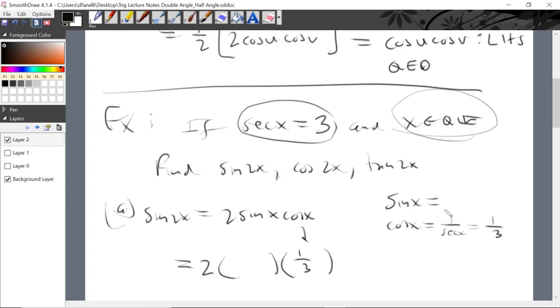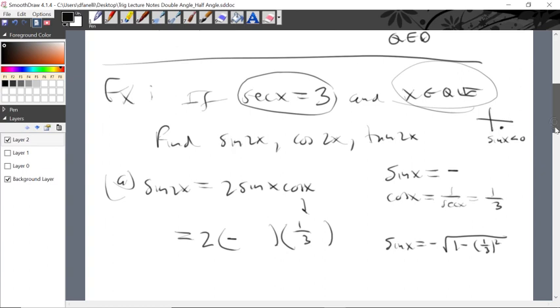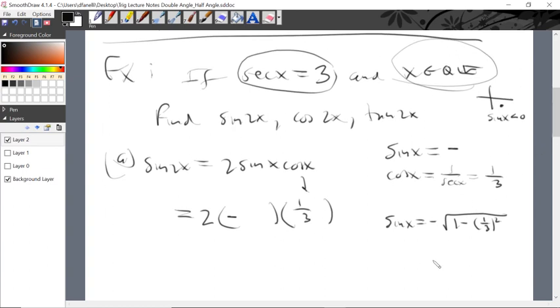Now the sine of x. We're in quadrant 4, and in quadrant 4 the sine is going to be negative, so we know the sine of x is a negative number. What is that going to be? We can relate sine to cosine by a Pythagorean identity. The sine of x is going to be negative the square root of 1 minus the square of the cosine of x. If you didn't want to do it by identity, you can do this by drawing yourself a right triangle and using the geometry.